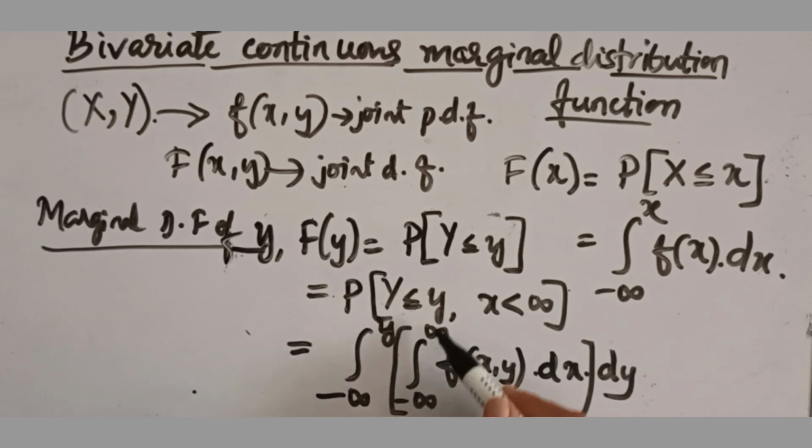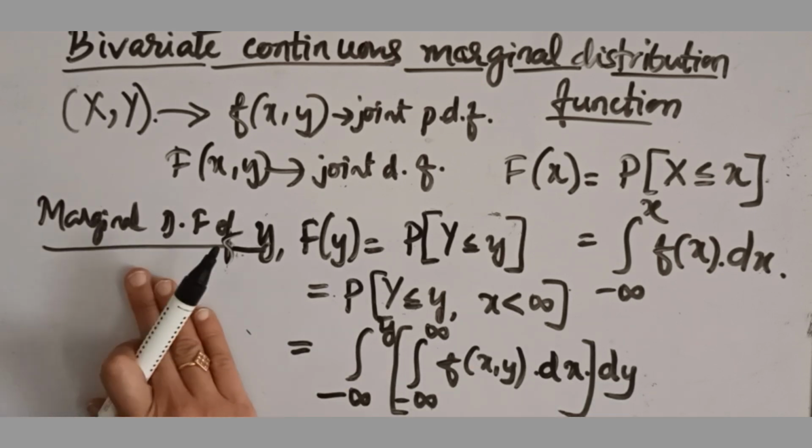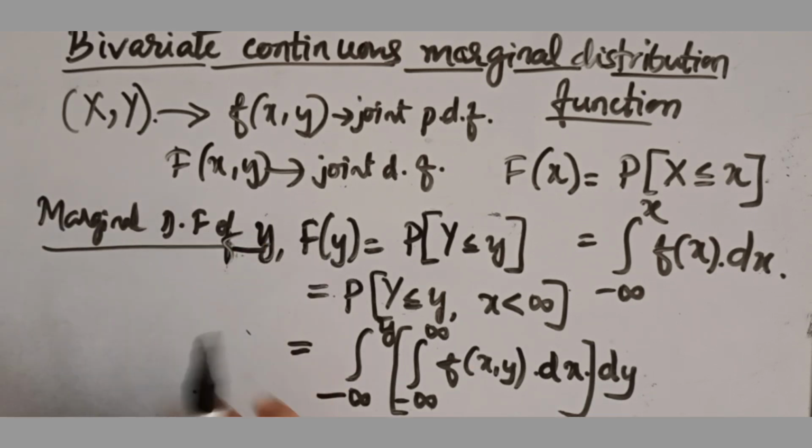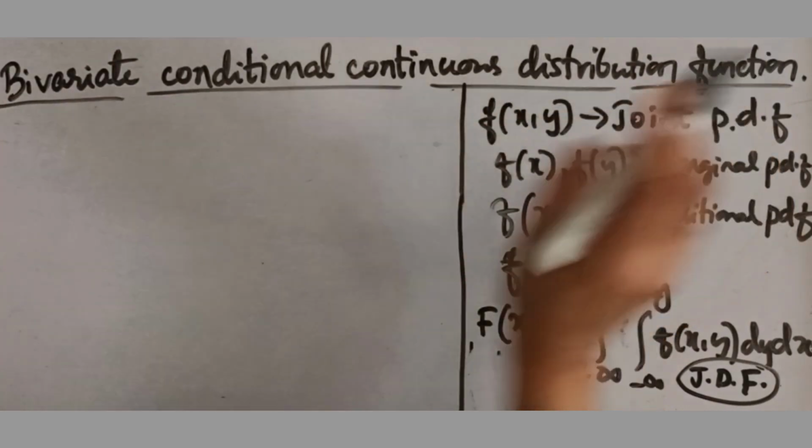Whatever limits are here, that variable you have to write here. So these are the limits of the variable y. So I have written dy outside. So this integral gives you the marginal distribution function of y. Now about the conditional distribution function.